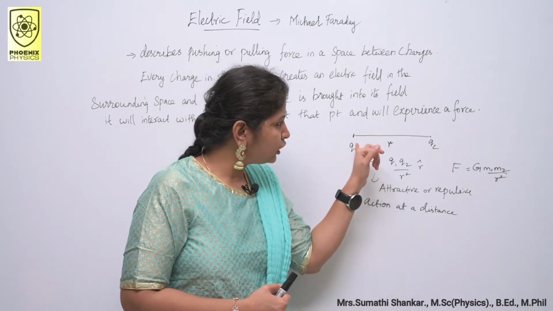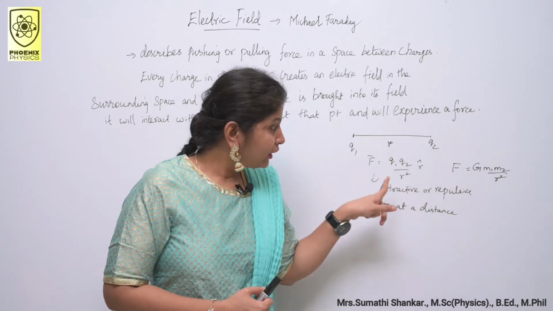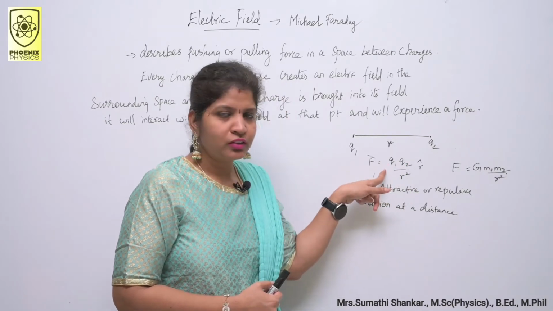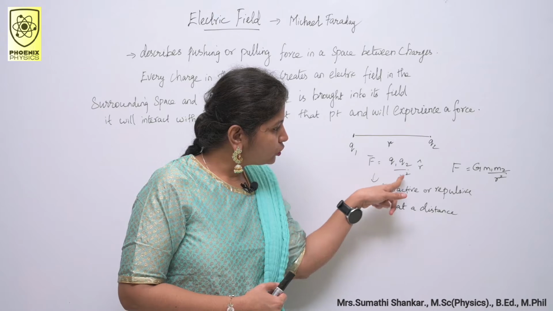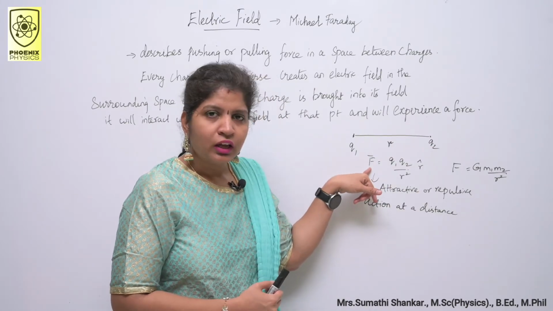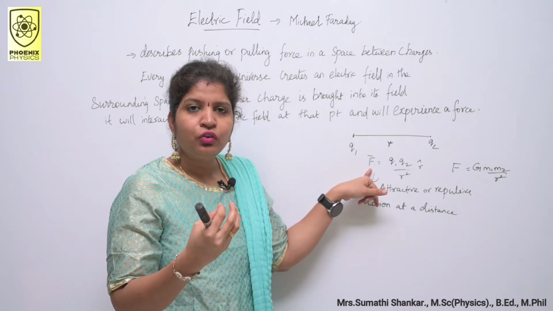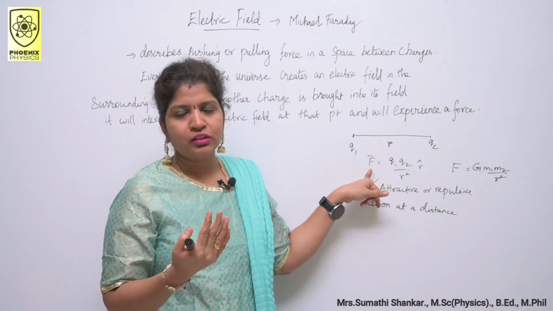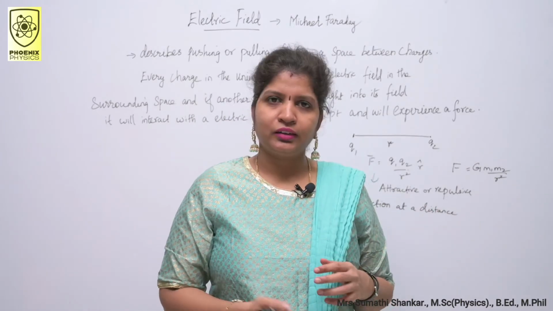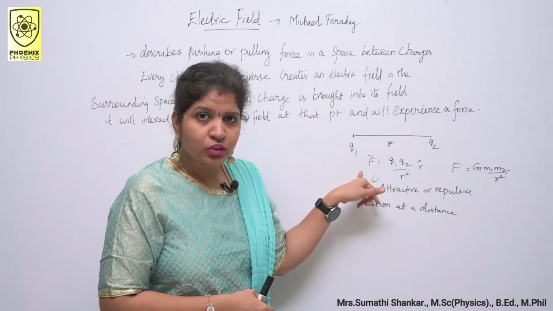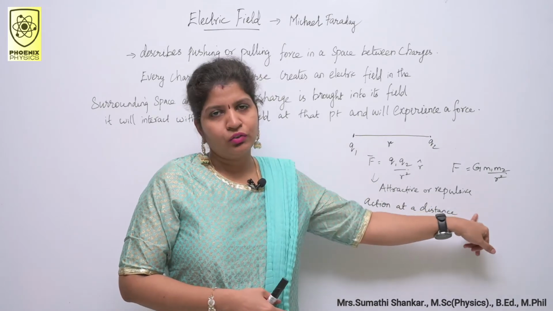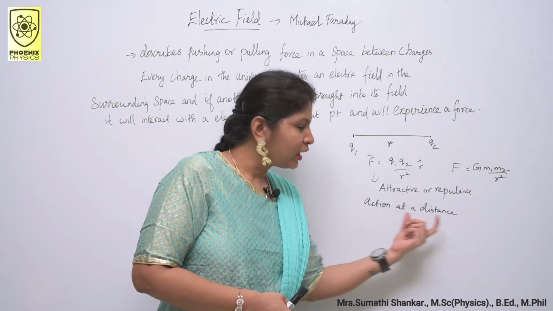Electrostatic force between the two charges is directly proportional to the product of magnitude of two charges and inversely proportional to the square of the distance between them. And this force is either attractive force or repulsive force. It depends on the charges. You know that like charges repel each other, unlike charges attract each other. So, this electrostatic force can be either attractive force or repulsive force, simply called as action at a distance.